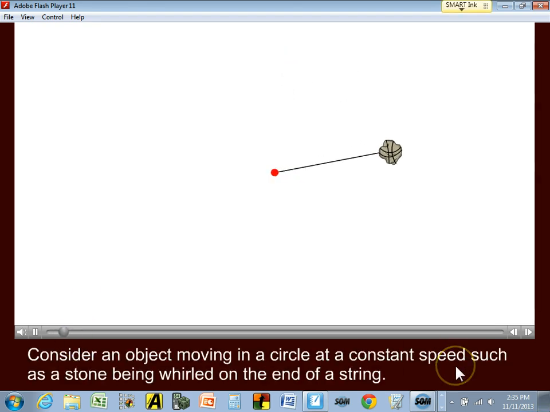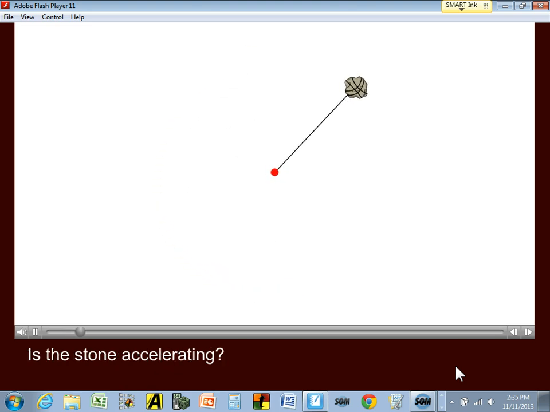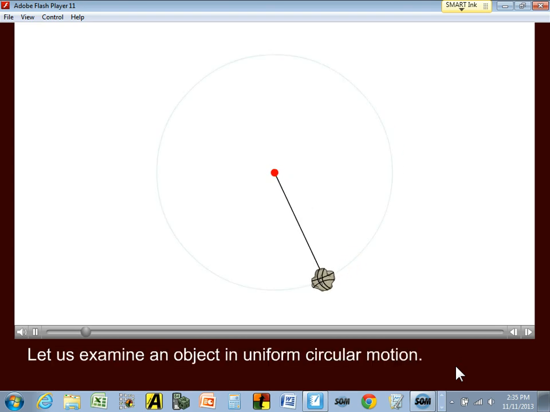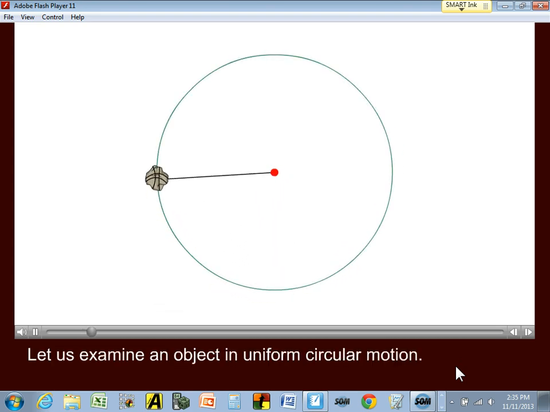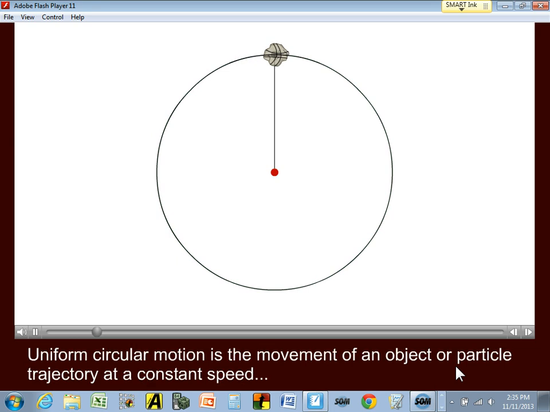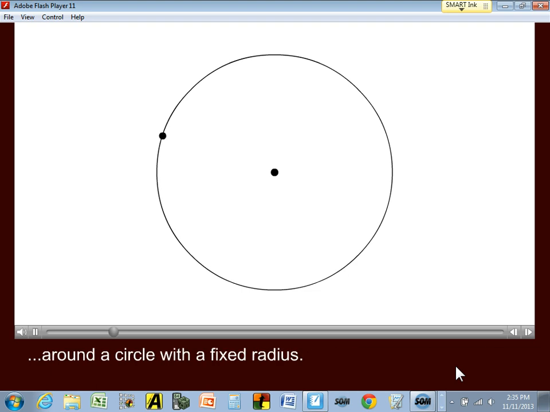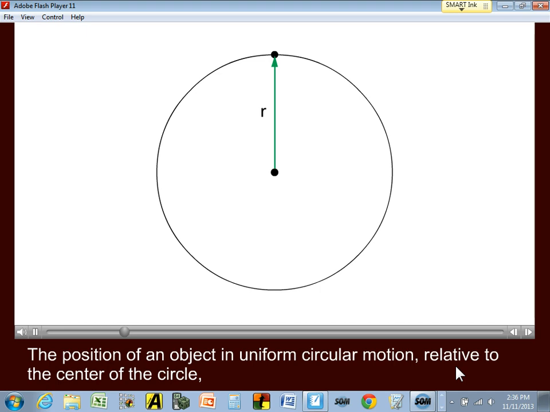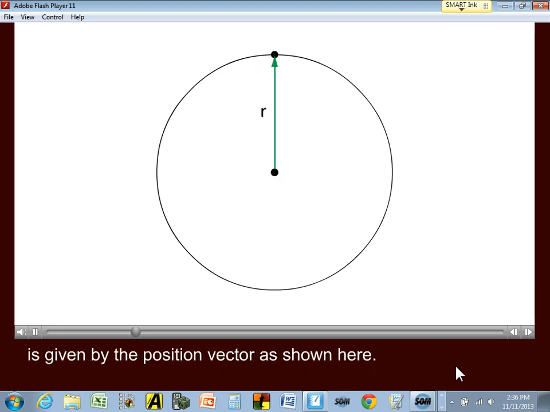Consider an object moving in a circle at a constant speed, such as a stone being whirled on the end of a string. Is the stone accelerating? Let us examine an object in uniform circular motion. Uniform circular motion is the movement of an object or particle trajectory at a constant speed around a circle with a fixed radius. The position of an object in uniform circular motion relative to the center of the circle is given by the position vector as shown here.